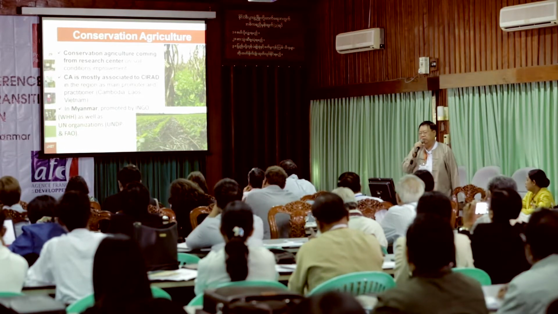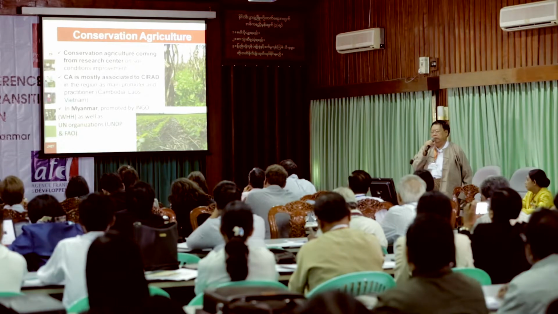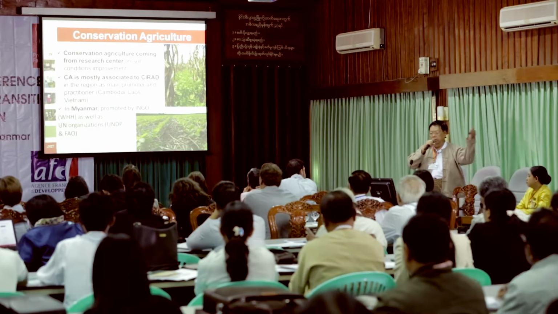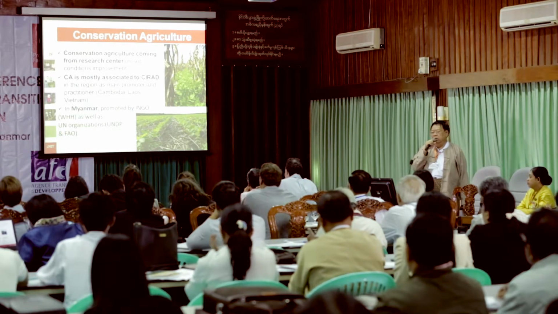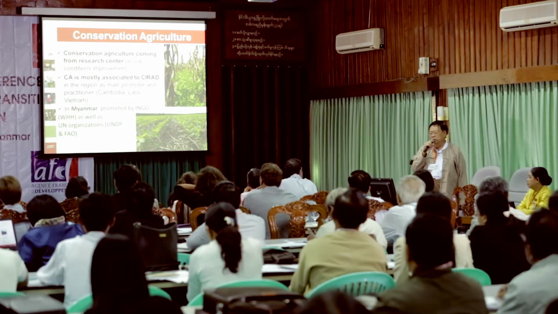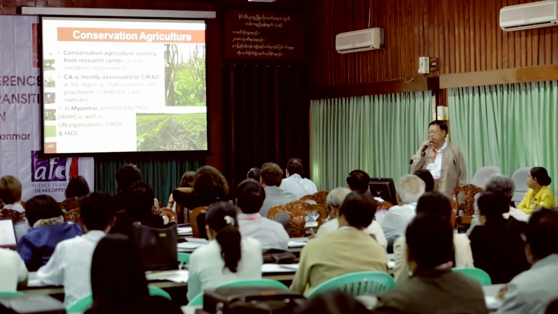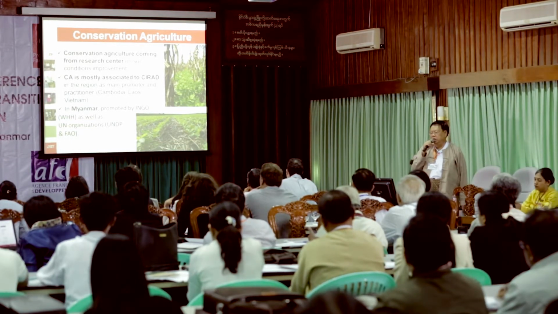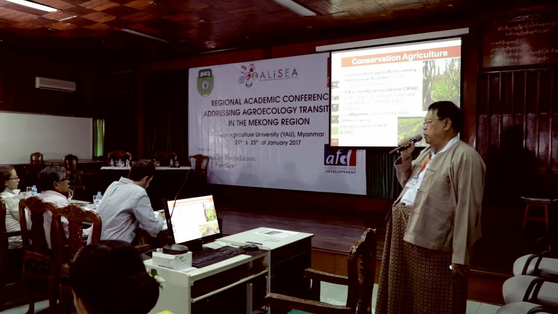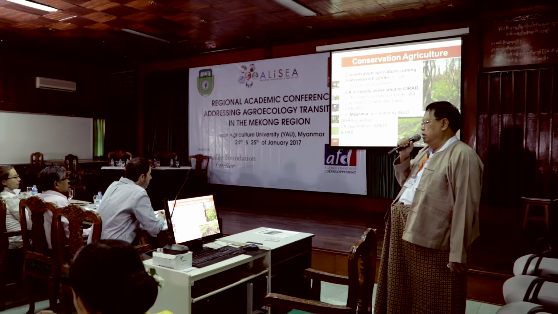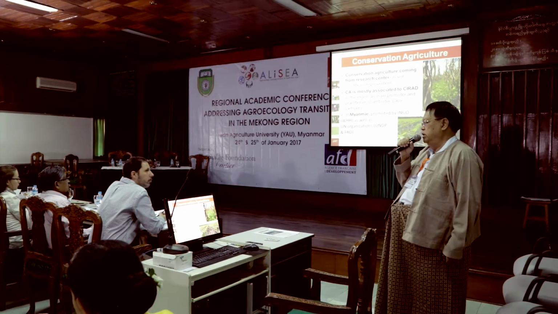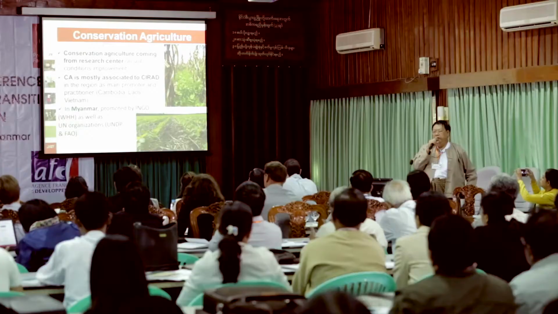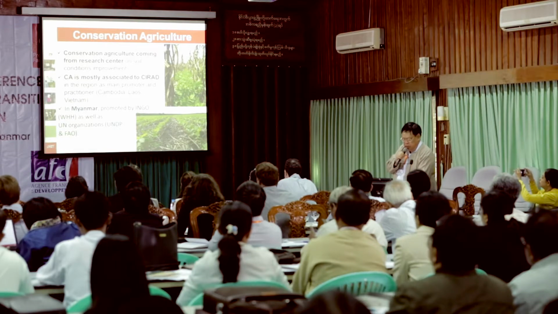Another set is the conservation agriculture. This conservation agriculture started to be born from the research center on soil conditions and soil conditions improvement. Conservation agriculture is mostly associated with CIRAD in the region as main promoter and practitioner, particularly in Cambodia, Laos, and Vietnam. In Myanmar, this is also promoted by NGOs like WHH as well as UN organizations, which have been in the past implementing the HCI projects in collaboration with FAO.